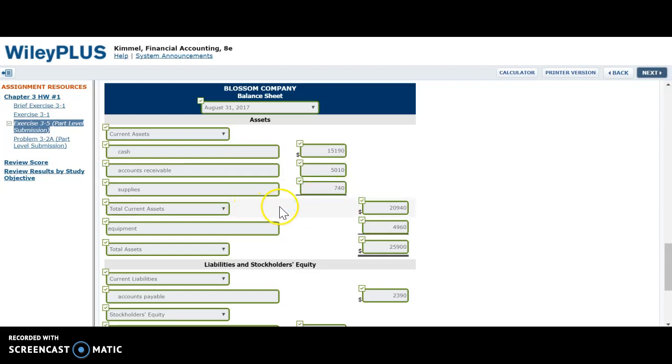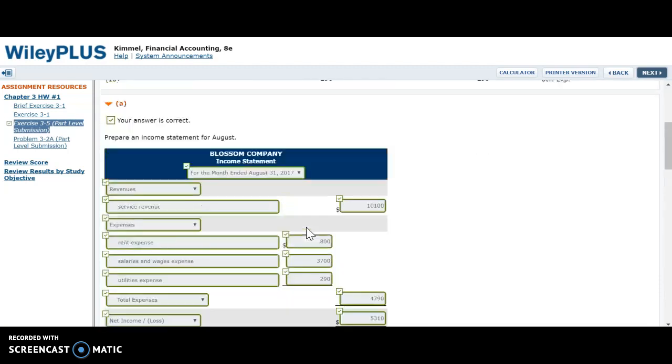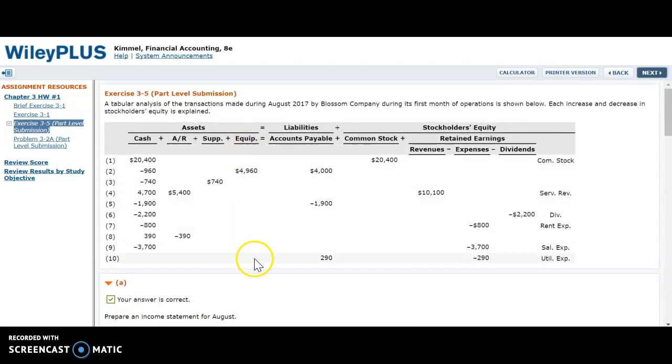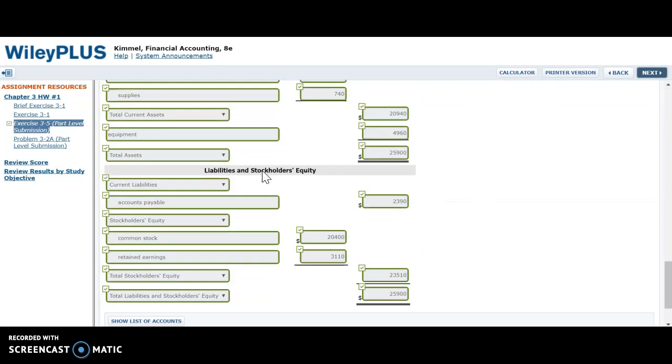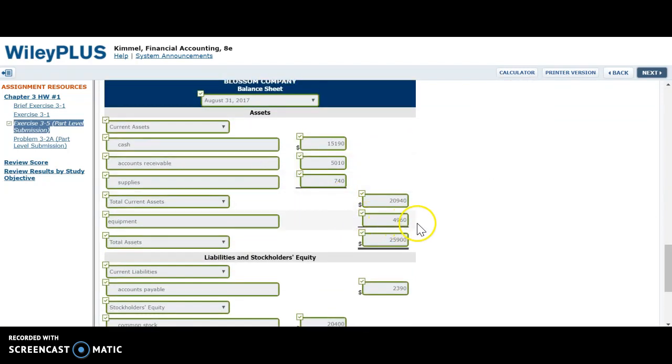Now we're at total current assets. Simple addition problem again. $15,190, $5,010, $740 for a sum of $20,940. Next is equipment. Back at the top, there is another column for equipment. In this case, there's only one transaction of $4,960. So we will put that here, $4,960.